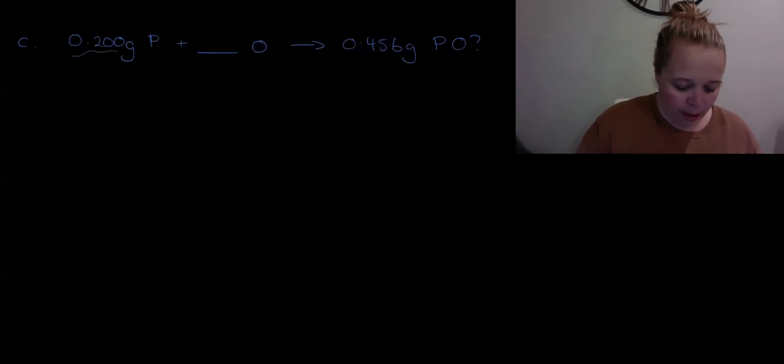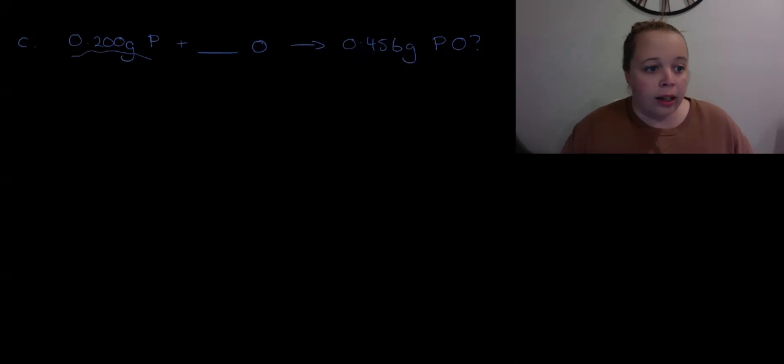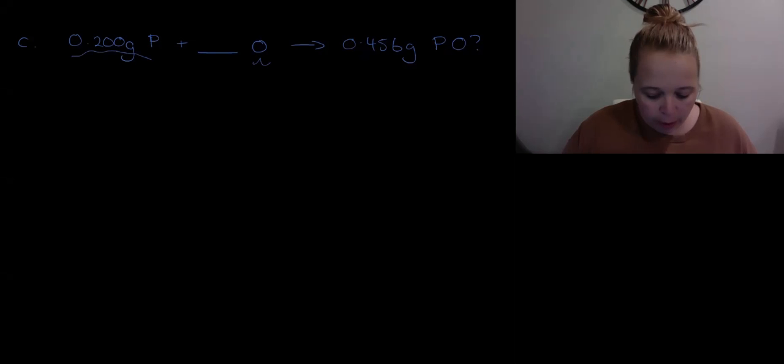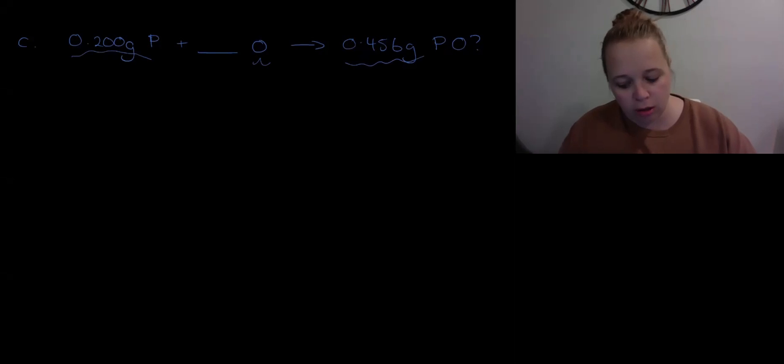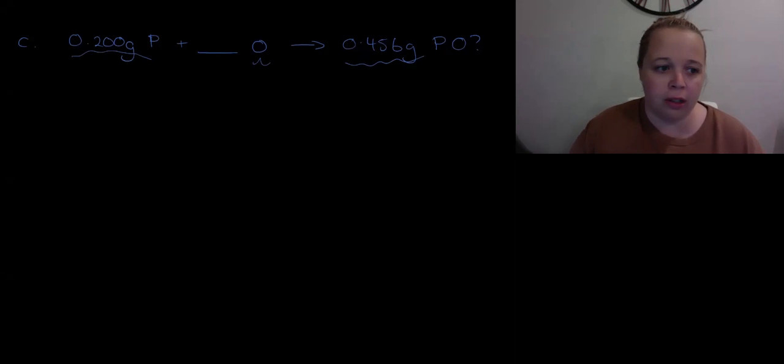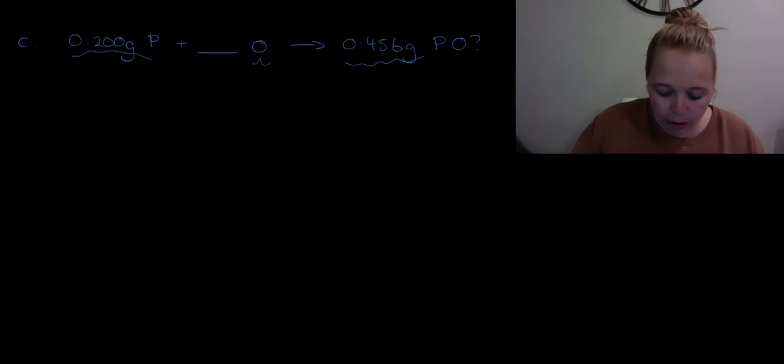Girls, I'm just going to do the last example here, which is part C, and this is on page 39 in your notes. The question says when 0.200 grams of phosphorus is burnt in oxygen, we produce 0.456 grams of an oxide of phosphorus. So we know that we've got some compound at the end that's going to be a phosphorus oxide, and we're going to deduce the empirical formula of this oxide.